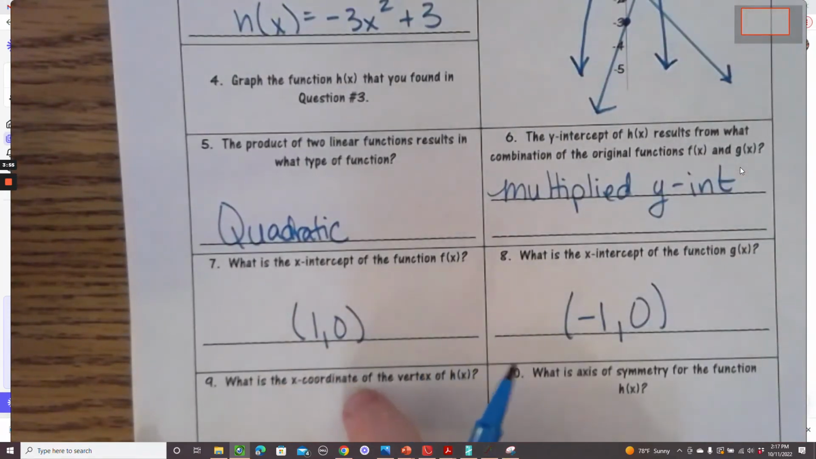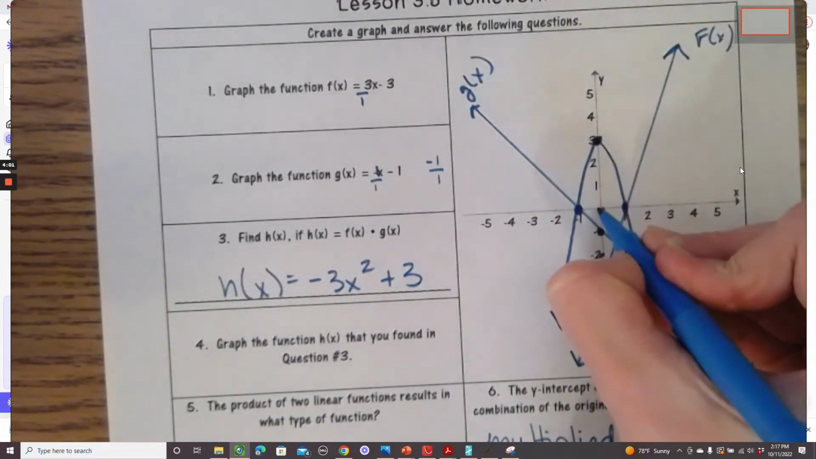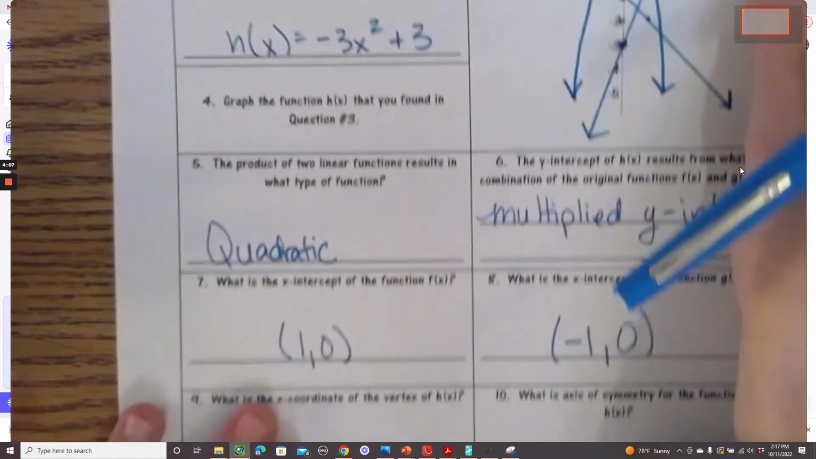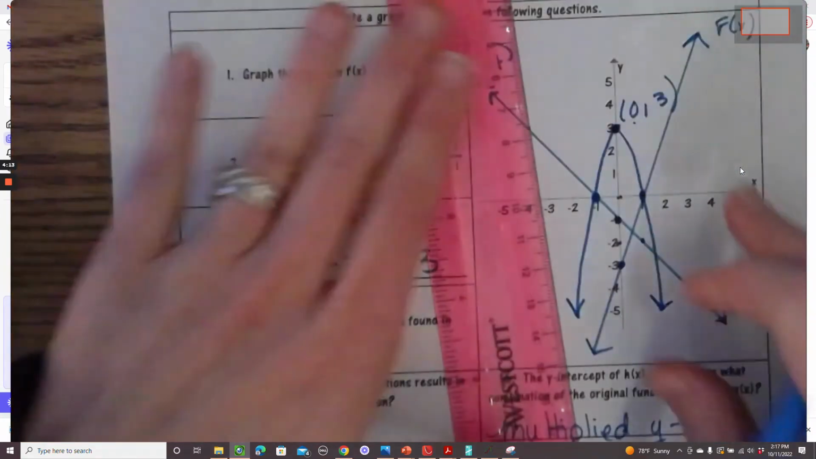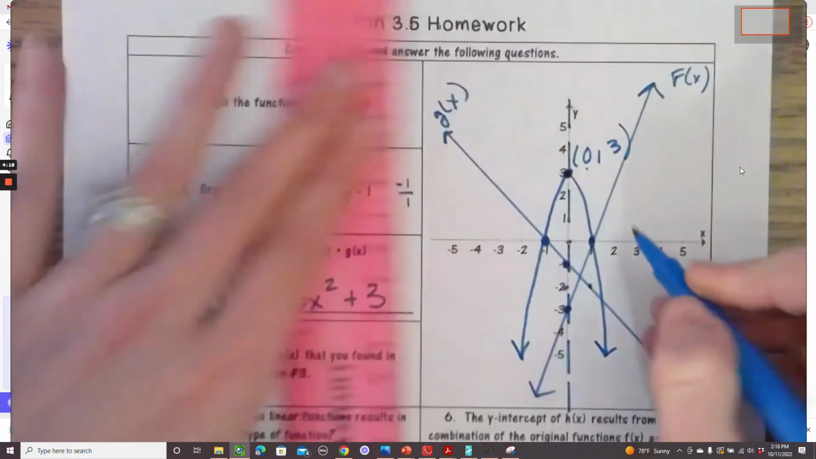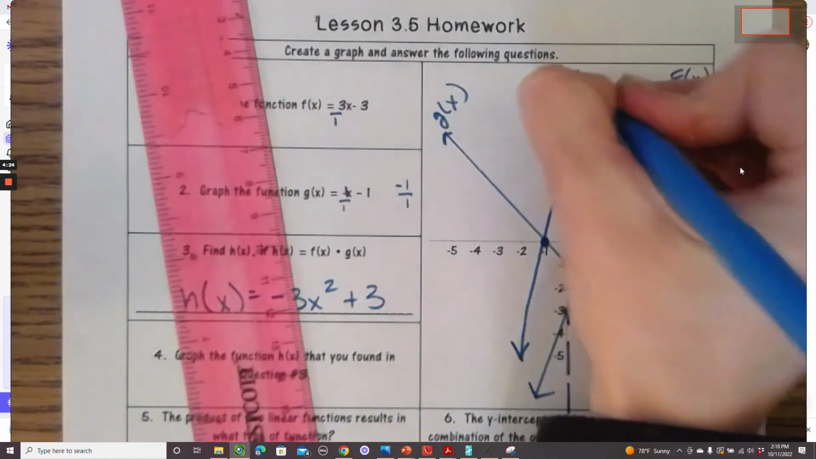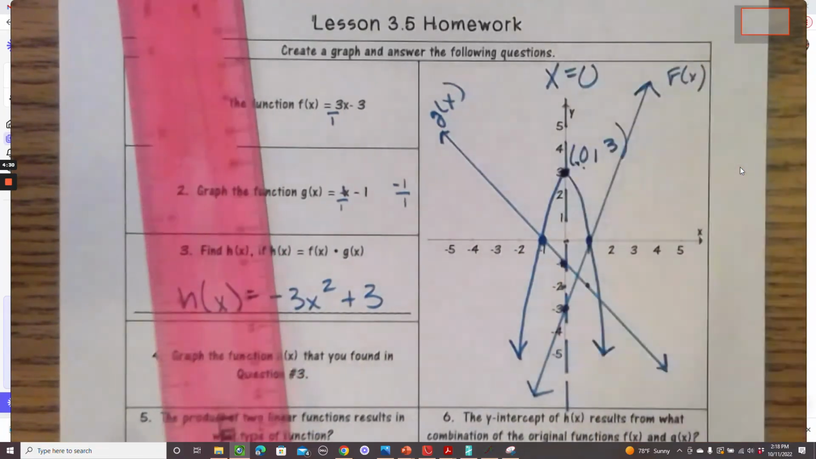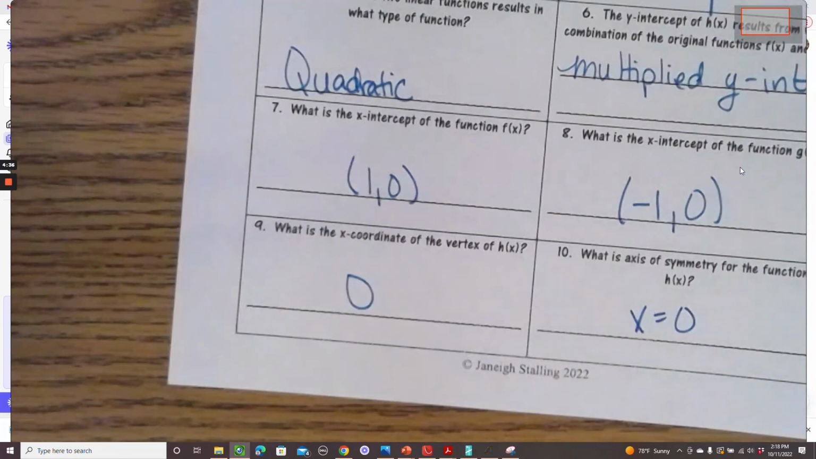Now it says, what is the x-coordinate of the vertex? The vertex is this tippy top point, and we just want the x. So this point is 0, 3. The x value, we just want that 0. And then the axis of symmetry is the line that you can draw through the vertex. It wants you to write an equation for that line. So that line is always going to start with x equals, and it's literally what x equals of the vertex. If the vertex is a 0, then the axis of symmetry is a 0. So x equals 0.